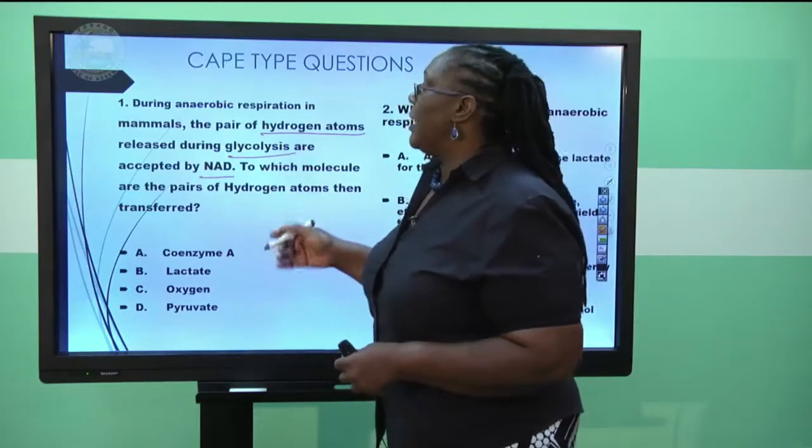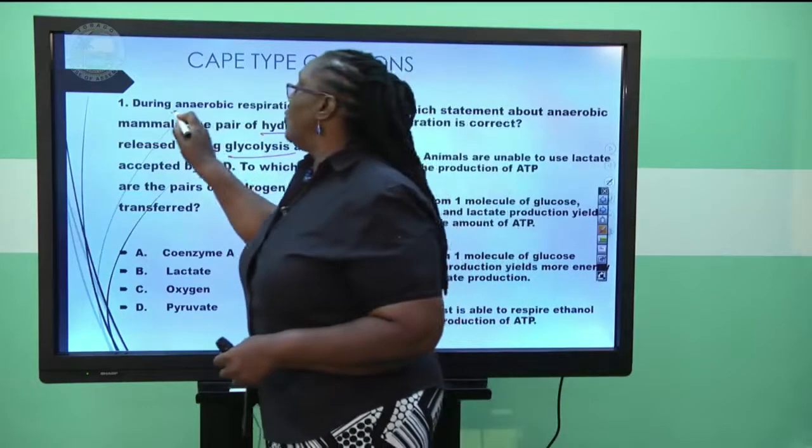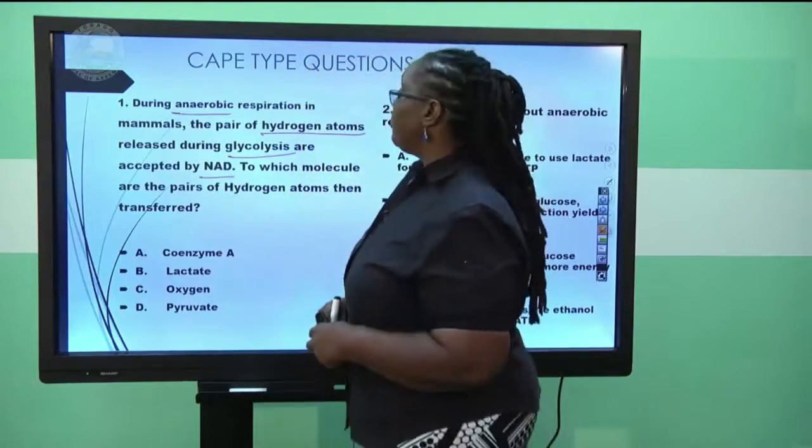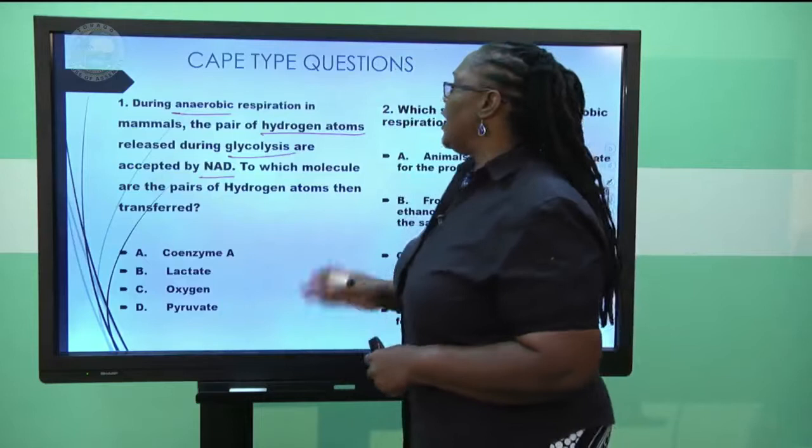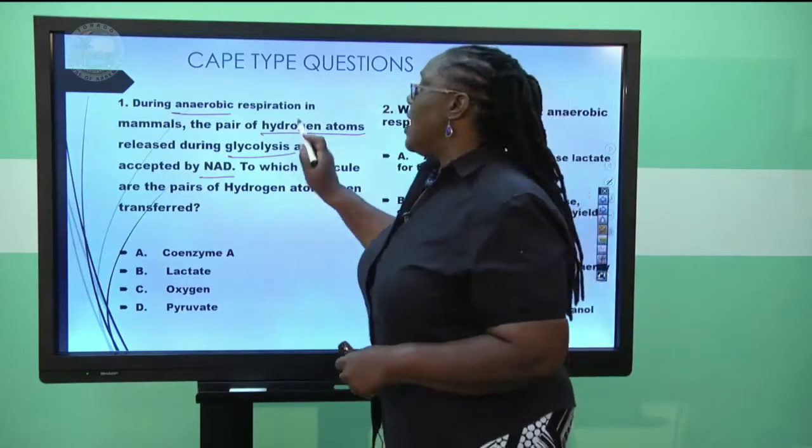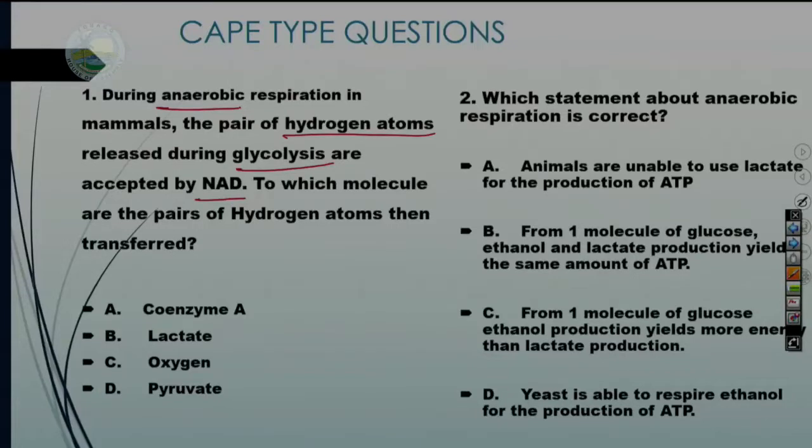So you read the question again. During anaerobic respiration, so you specify anaerobic respiration in mammals, the pair of hydrogen atoms released during glycolysis are accepted by NAD. To which molecule are the pairs of hydrogen atoms then transferred? Remember, NAD accepts the hydrogen atoms in the last stage of glycolysis, but then in animals, that is passed on to pyruvate to eventually form lactate. So the answer is D, pyruvate. Did you get that? Yes, you should.